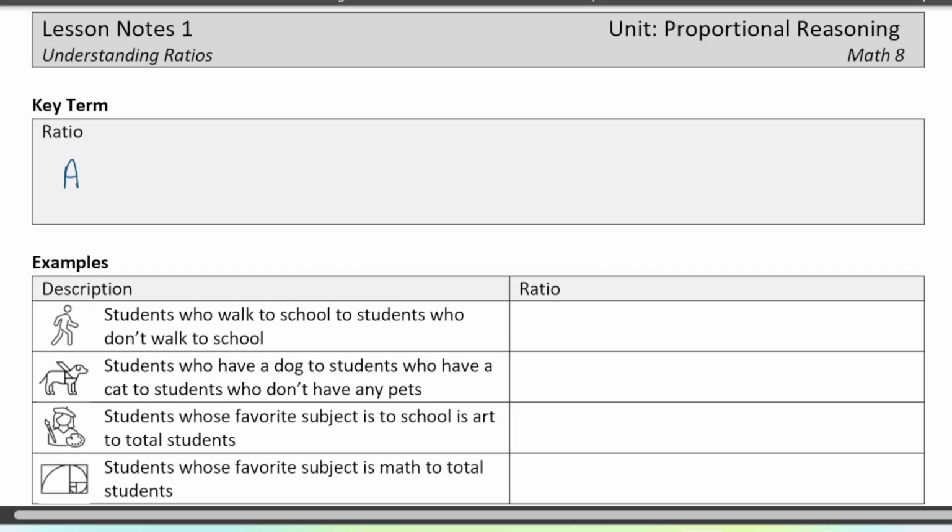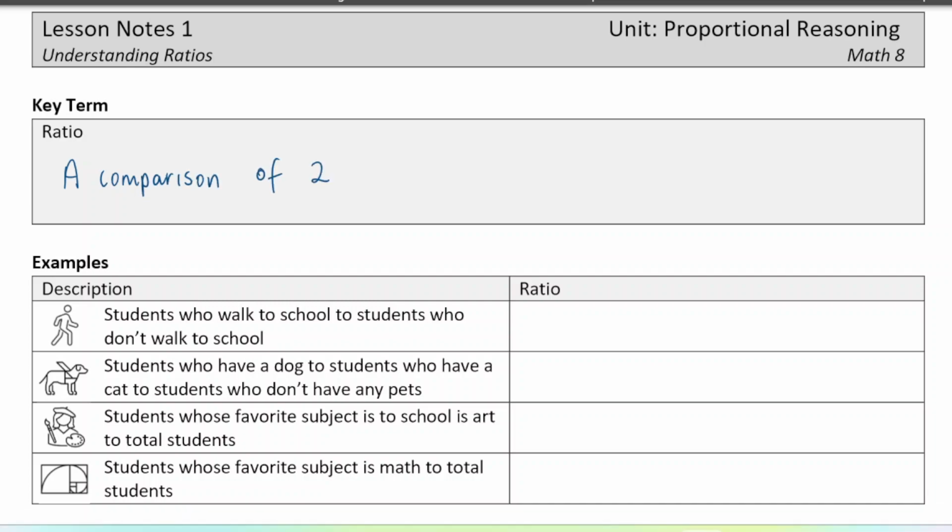So it's a comparison of two or more numbers. And usually when we compare the two numbers, we use a colon. So usually written, if our two numbers are A and B, it'd be written like this. But there are other ways to express ratios, which we will see in this lesson.